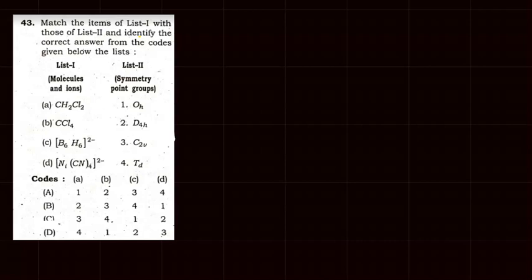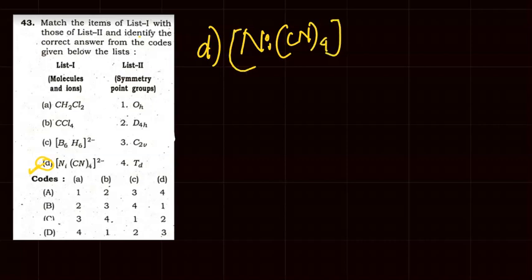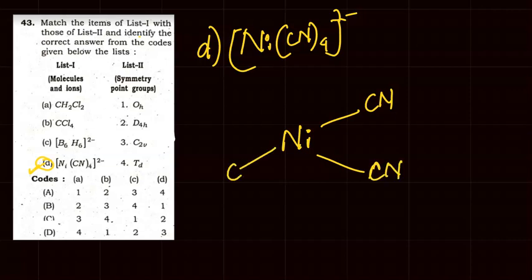Okay, so the first thing we are observing is option D. The D molecule is Ni(CN)4 2 negative. So what will the geometry be here? Square planar, right? And we have already discussed that a square planar geometry molecule is a symmetrical molecule.